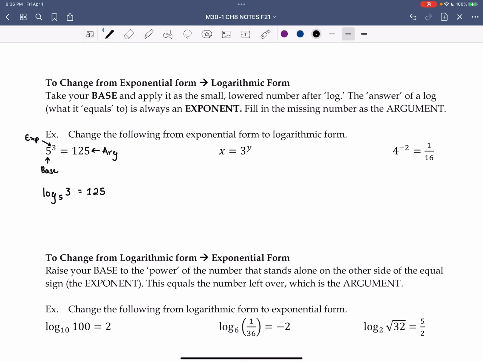Next one, we have x equals 3 to the power of y. Our base is 3. Our exponent is y, which leaves x to be the argument. Then in log form, we write log base 3 of the argument x equals the exponent y.